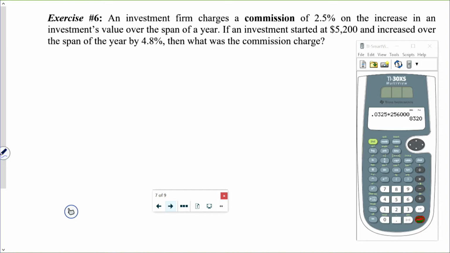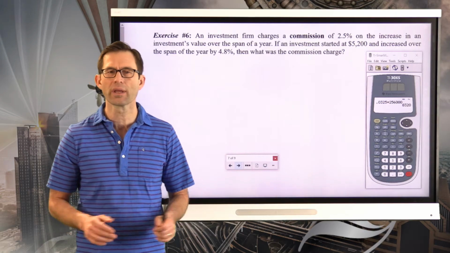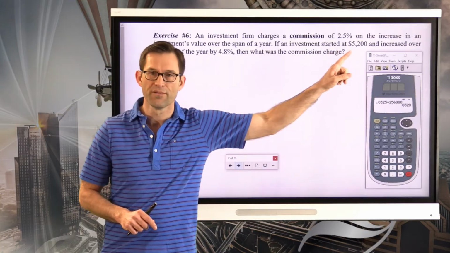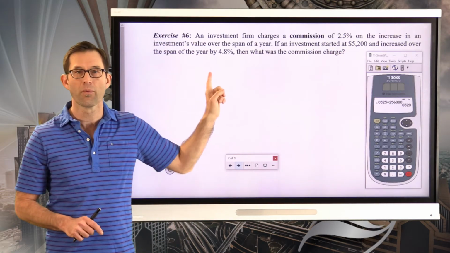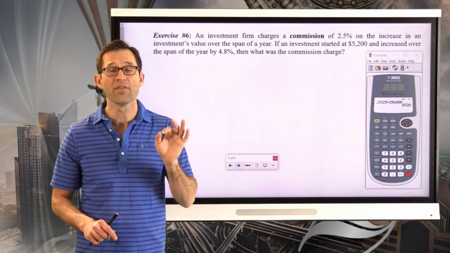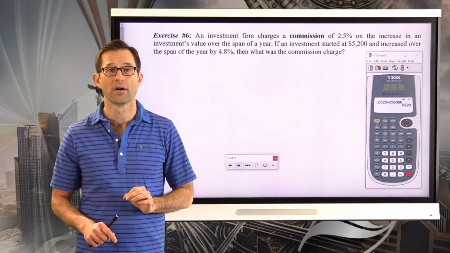An investment firm charges a commission of 2.5% on the increase in an investment's value over the span of a year. If an investment started at $5,200 and increased over the span of the year by 4.8%, then what was the commission charge? All right, now this one's kind of tricky because there's 2 things going on here, right? There's an increase in the value of this investment by 4.8%, and then there's a commission of 2.5% on the increase in value, all right?